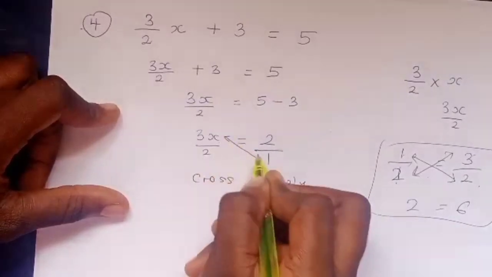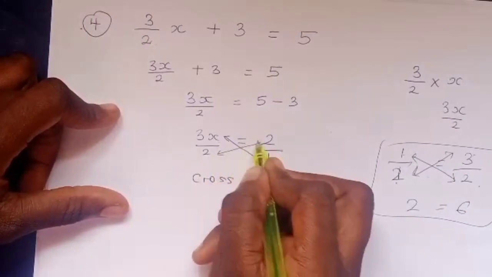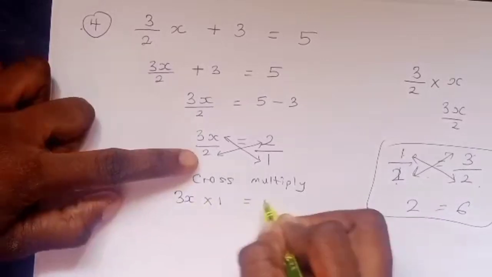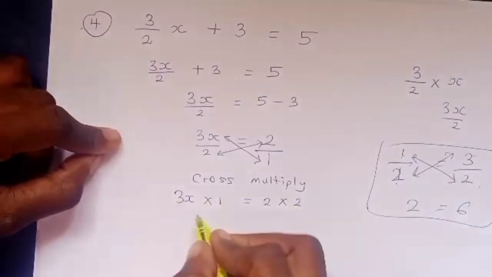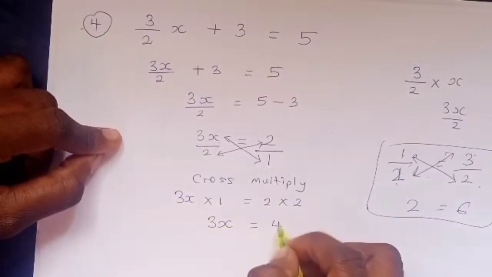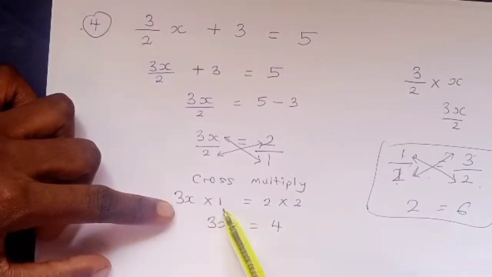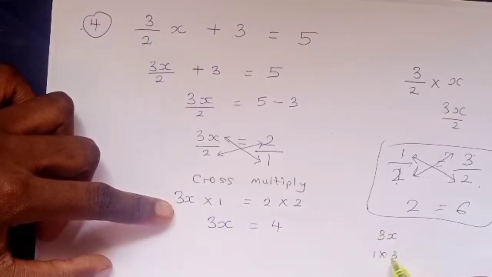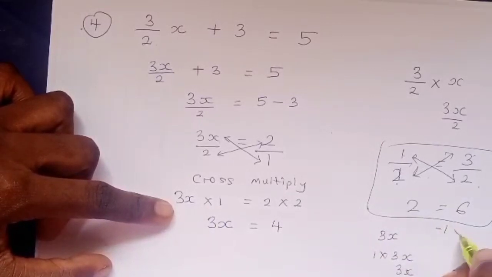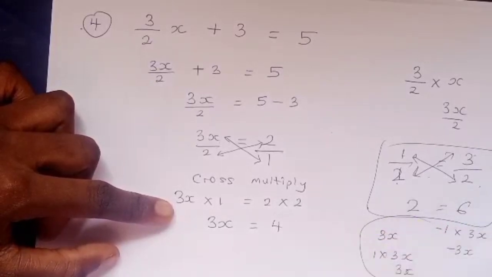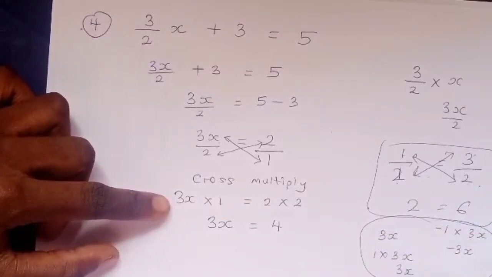3x is going to multiply 1, and 2 is going to multiply 2. So that will be 3x times 1 equals 2 times 2. 3x times 1 is 3x, and 2 times 2 is 4. And here 3x times 1 means 3x. 1 times 3x is also 3x. But if it is minus 1 times 3x, it means minus 3x. Just take note of that in case you see any question related to this.